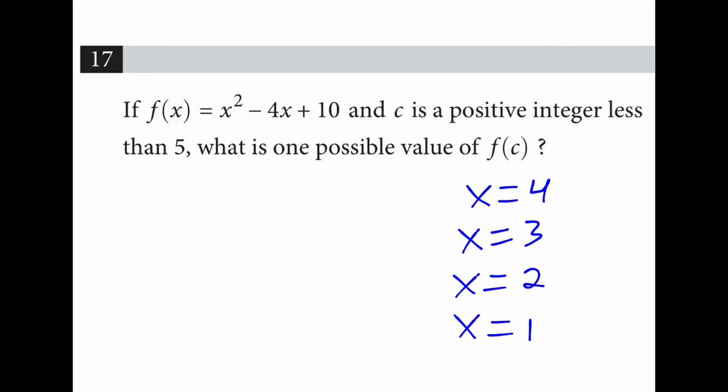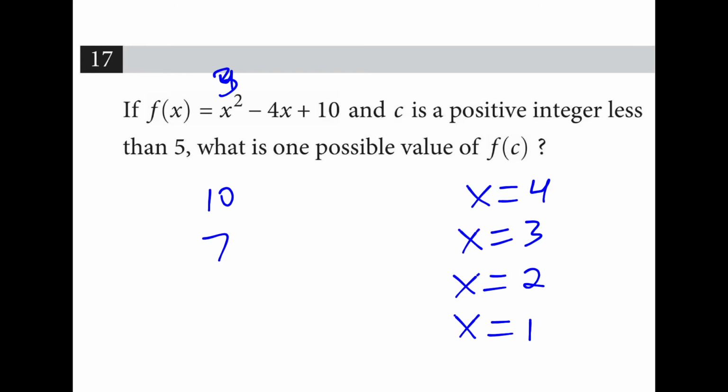So if you understand what they're asking, they're saying plug in a value that is a positive integer less than 5. So any of these 4 would possibly work. If you plug them in individually, let's say I plug in a 4, 16 minus 16 plus 10, the answer is 10. Let's say you plug in a 3, 9 minus 12 is negative 3, plus 10 is 7.